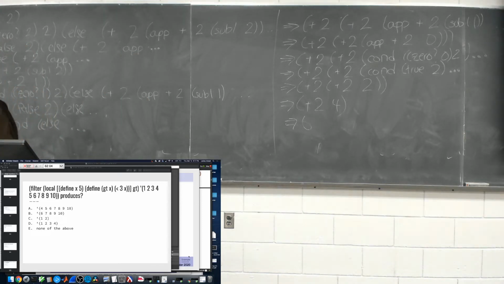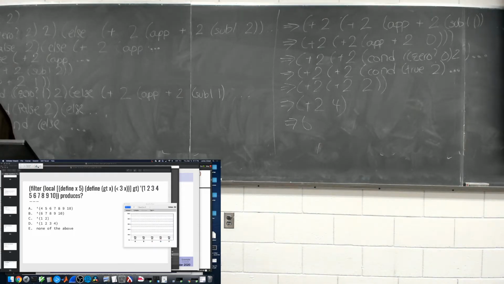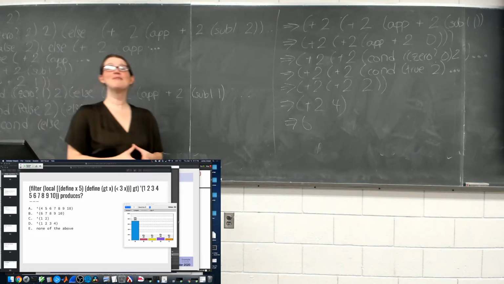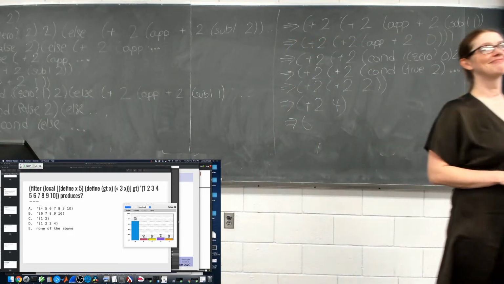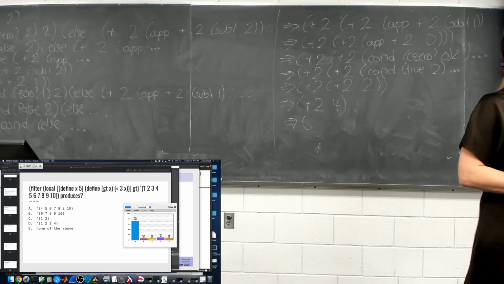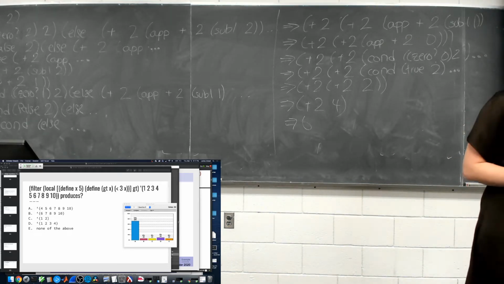All right, so let's see where everybody falls on this one. Very good. Most of you got it right. It's A. So this was a particularly nasty little piece of code.